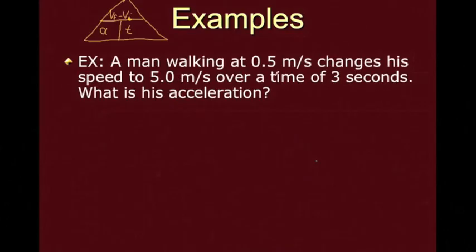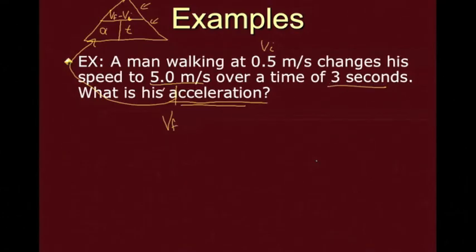And in this particular example, they say a man walking at 0.5 meters per second changes his speed to 5.0 meters per second over a time of 3 seconds. And then they ask you, what is the acceleration? If they're giving you the acceleration, that means they have to have given you the other two parts of the information. His initial velocity is 0.5 meters per second. Then they say he changes his speed to 5 meters per second. That is his Vf, his final velocity, and the time is 3 seconds.